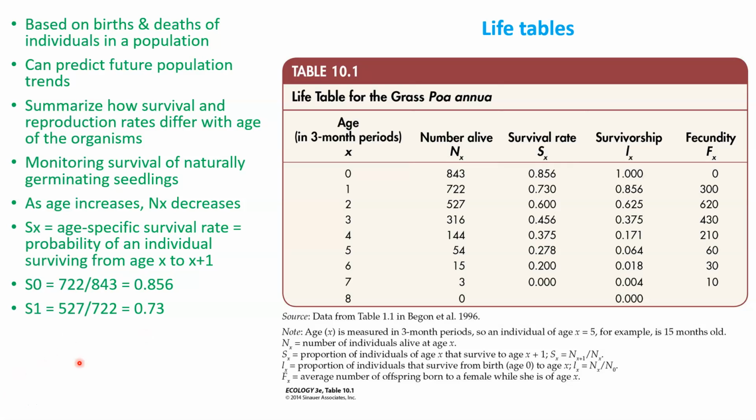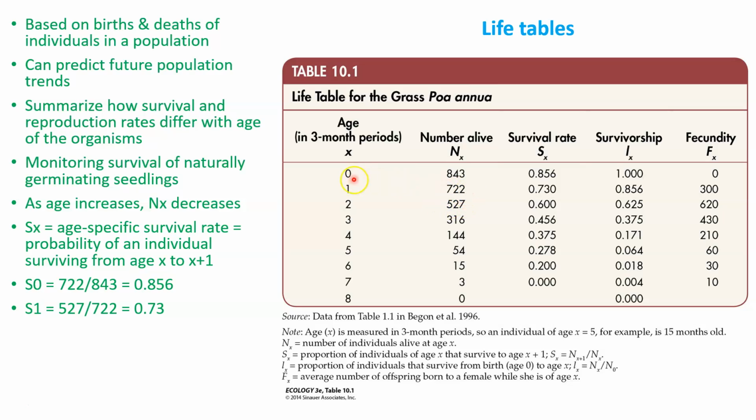In this case, look at age class 2, which corresponds to 6 months. Let's look at that particular age class, right? Age class 2, which corresponds to the grasses that are about 6 months old. So you get about 527 surviving, and that started with 722.